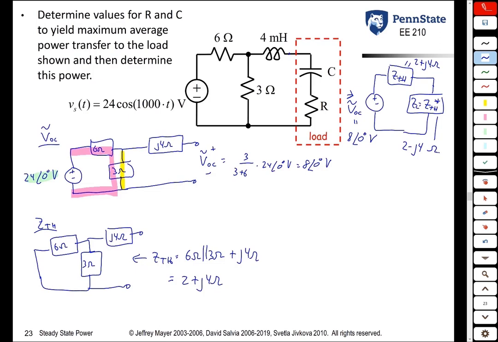So what do R and C have to be? Well, the resistor obviously is 2 ohms. For the capacitor, what do you want? We want minus j over omega C is equal to what? Minus j4. You solve for C, you get C is equal to 0.25 millifarads. So at this point, we solved the first part of this problem. We determined the value of R and C to give you maximum power transfer to the load.